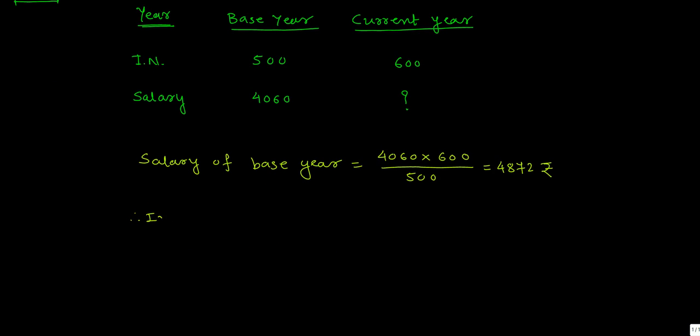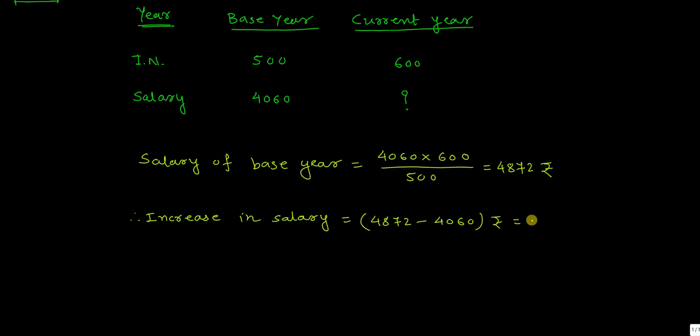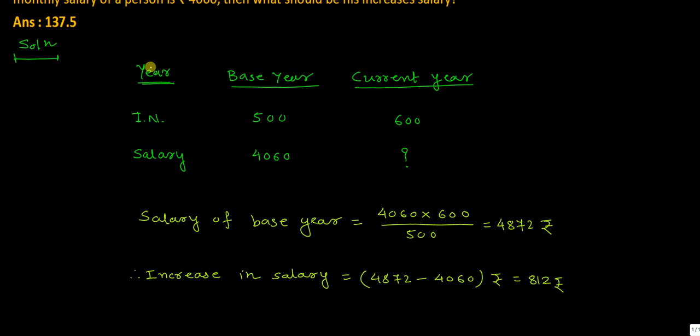Therefore, increase in salary equals new salary 4872 minus old salary 4060 rupees. The difference between both the salaries is 812 rupees. Okay, but the answer given as 137.5 is a wrong answer, not the correct answer. Correct answer is 812 rupees. Okay, so let's start our next sum.